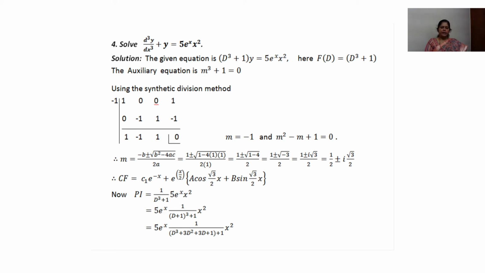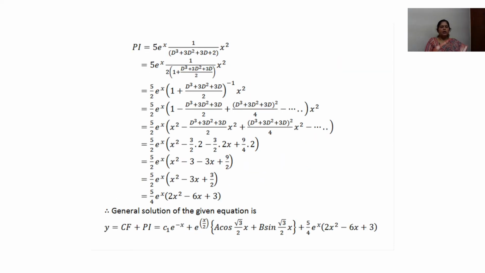So simplify this with the a plus b whole cube formula. We'll get in the denominator D cube plus 3D square plus 3D plus 1. So if you simplify that, we'll get PI is equal to 5 into e to the power x into 1 over D cube plus 3D square plus 3D plus 2 into x square. So polynomial functions are there. We have to use binomial expansion. Binomial expansion means we have to get 1 plus x term or 1 minus x term. That is the form we have to get.